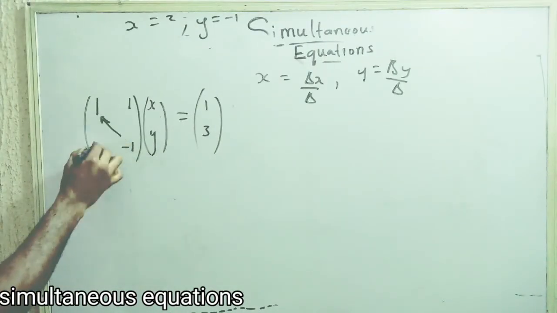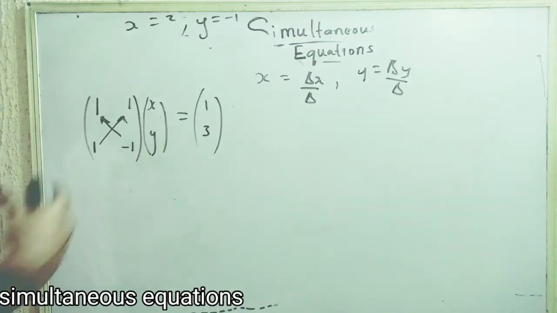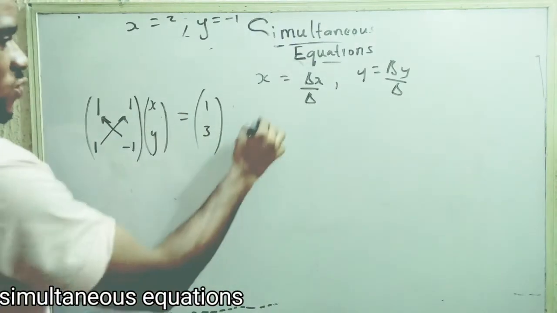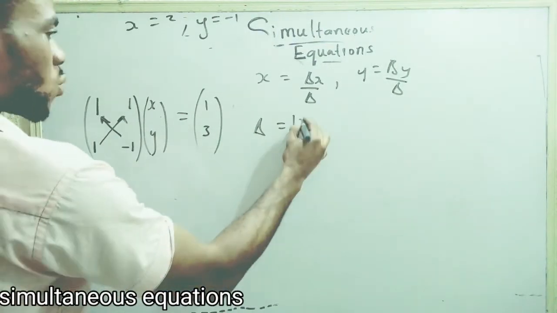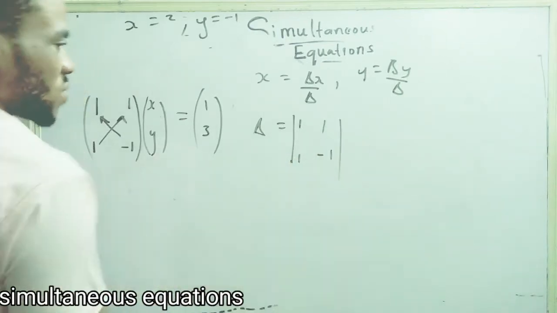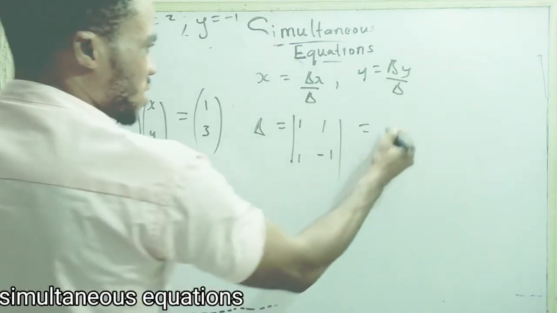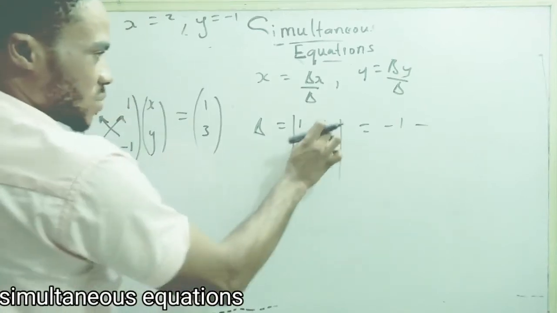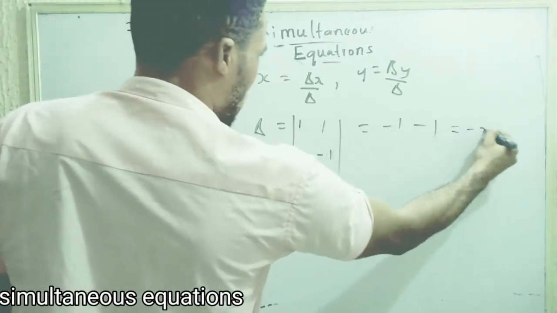This multiply this versus this times this. You subtract 2 of them. That will give you the determinant. So for the determinant, I'm going to have 1, 1, 1, minus 1. So I will have what? Minus 1 times 1 is minus 1. Minus 1 times 1 is what? 1. I have what? Minus 2.